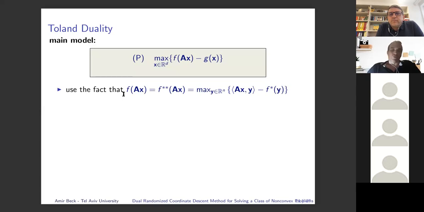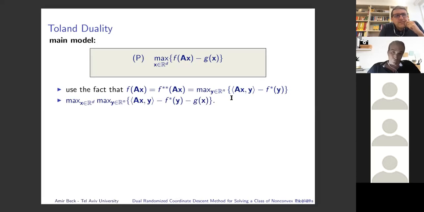So what we do is the following. Since f is proper, closed and convex, f is equal to its biconjugate. So we can say that f(Ax) is equal to f double star at Ax. Then, using the formula for the conjugate, you get that it's the maximum over y of <Ax, y> minus f star(y). Next, we plug this expression of f(Ax) inside P, and we get an equivalent formulation of P as a double maximization problem in y and x.